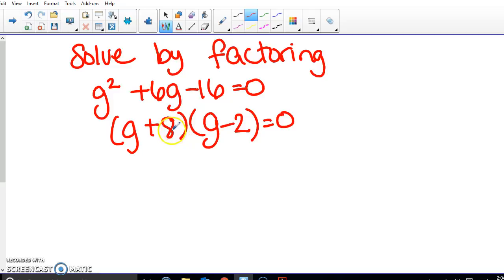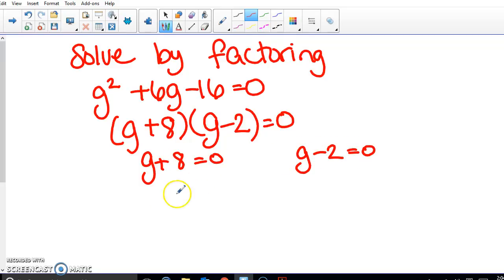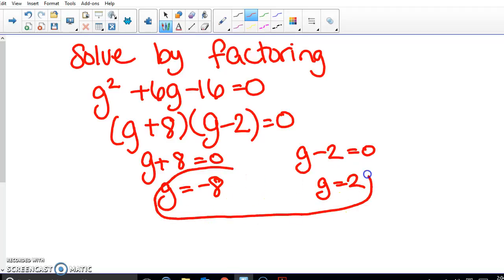So in this case we have 8 and -2. 8 times -2 gives us -16. 8 minus 2 gives us +6. We're going to set each of these parentheses equal to 0. And so we get g equals -8 and g equals 2. So these are the two solutions for our equation.